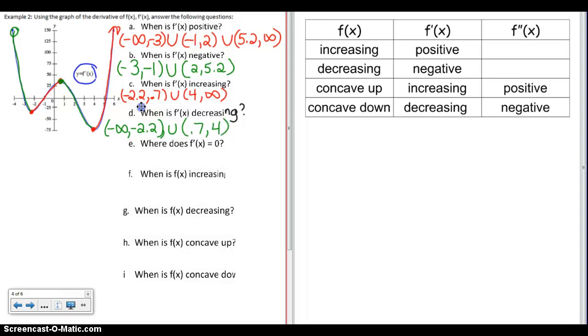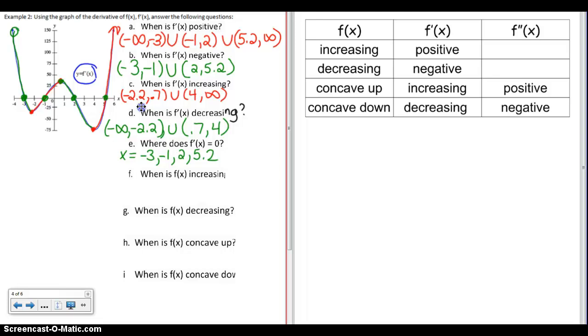So where does f of x equal 0? So that is simply, where does it cross the x-axis? So that's 1, 2, 3, 4 points. So we have x equals -3, -1, 2, and 5.2.